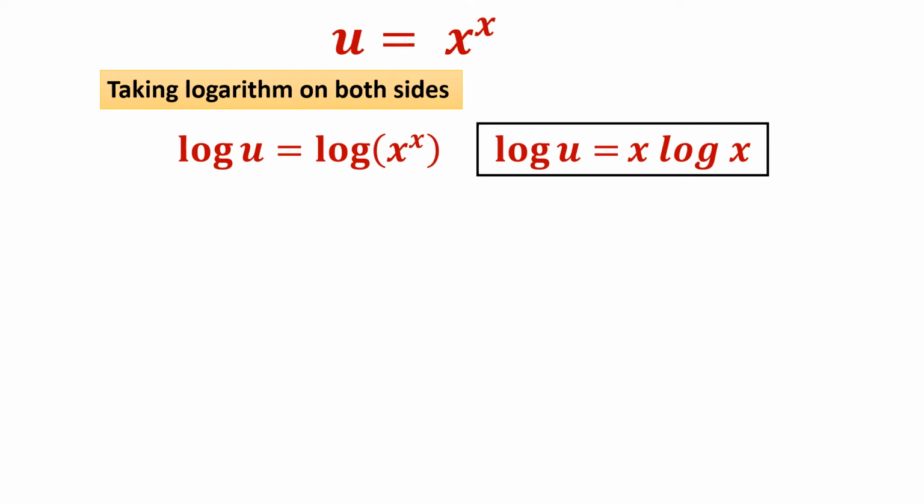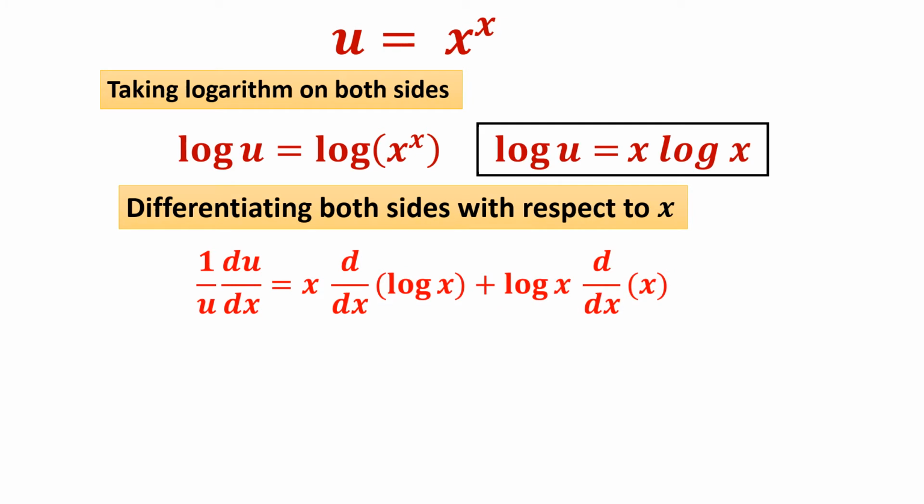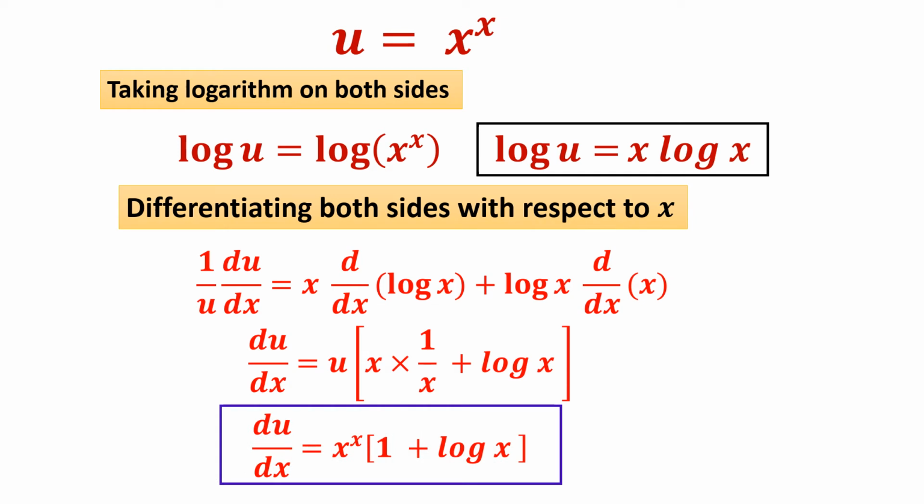When you do the differentiation, log u differentiation is 1 by u into du by dx. On the right hand side, you have to use the product rule. Keep x, differentiate log x, plus keep log x, differentiate x. Differentiation of log x is 1 by x and differentiation of x is 1. You push that u to the right hand side, it will become u multiplied by [x into 1 by x plus log x]. Therefore, it will become x power x into (1 plus log x). x and x cancelled. Now, for du by dx we have found it is x power x into (1 plus log x). You can keep it as equation number 2.